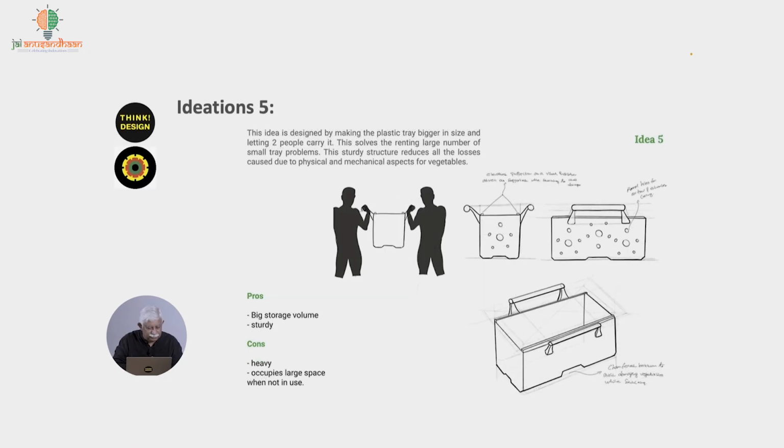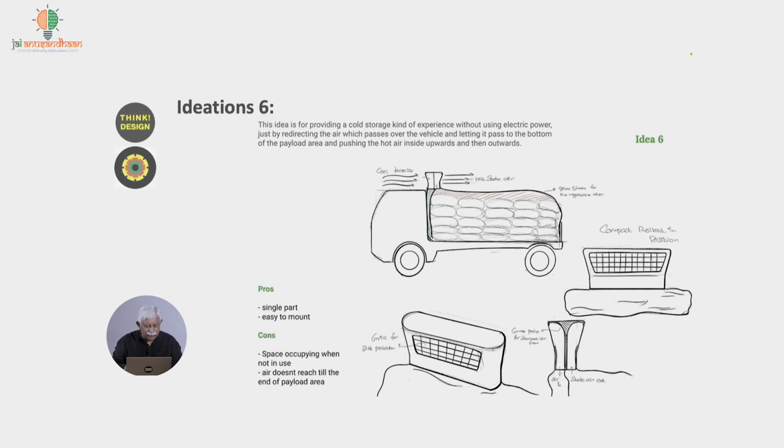Okay. Here actually is big storage. It is a sturdy one, but it occupies a lot of space when not in use. And then transportation is also a very important thing. How do we solve it? How can you actually get the air into the system itself while the vehicle is moving? So, it is an idea: how do we make it go within the vegetables to cool the system itself.